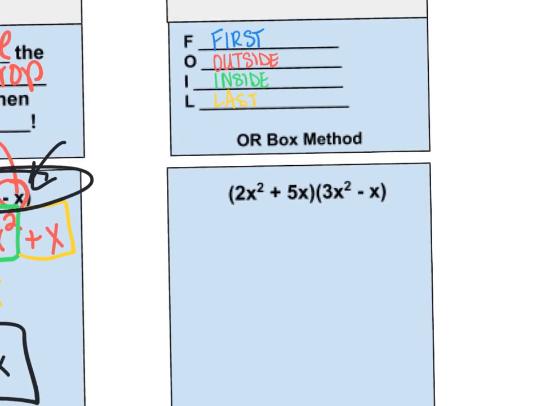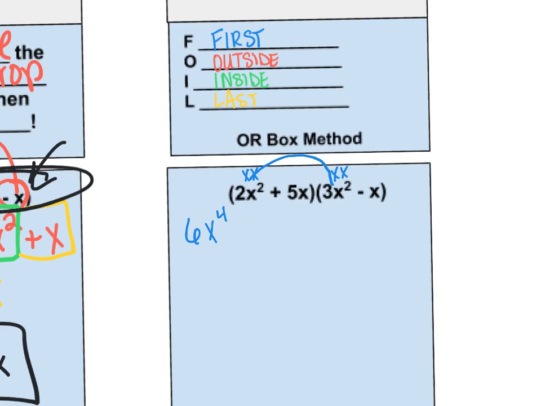So with my F, it means I'm going to multiply the first. So I'm going to take the first term and multiply it with the other first term. So 2x squared times 3x squared. We practiced multiplying with exponents earlier, so we should understand that we take the 2 times the 3, and that's 6. We keep our base. This means I have 2 x's, and this means I have another 2 x's, so I have x to the 4th.